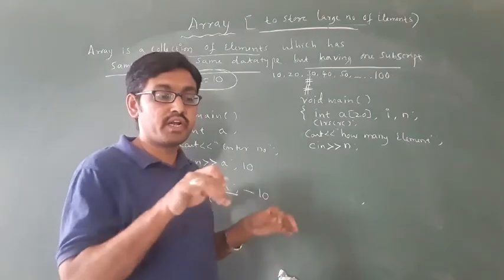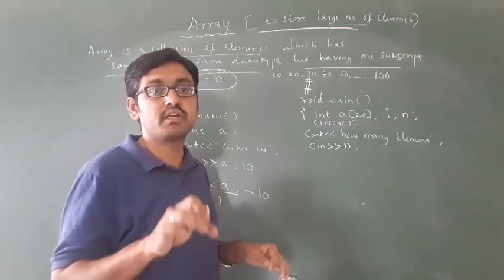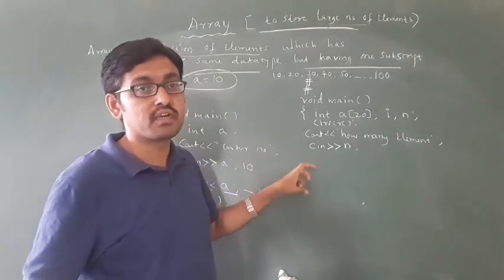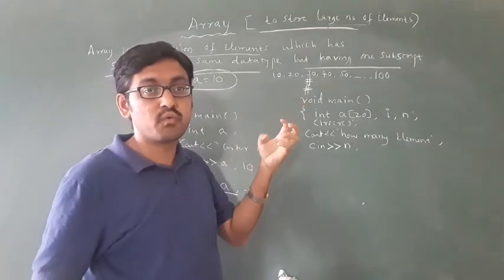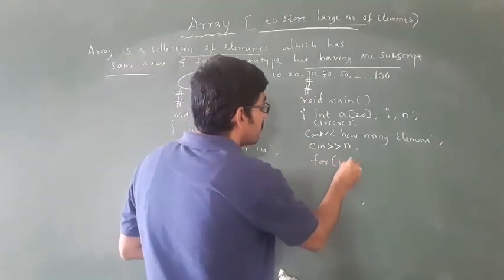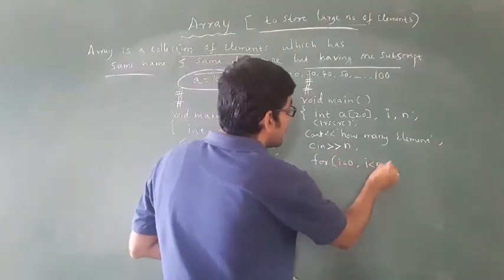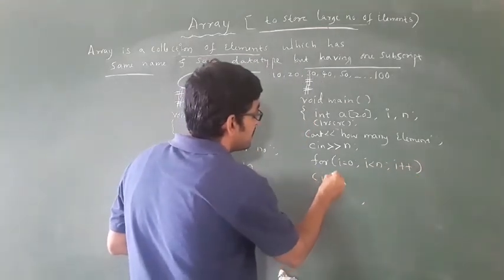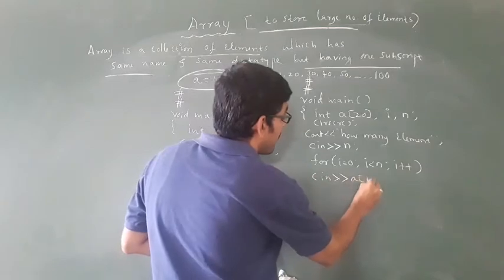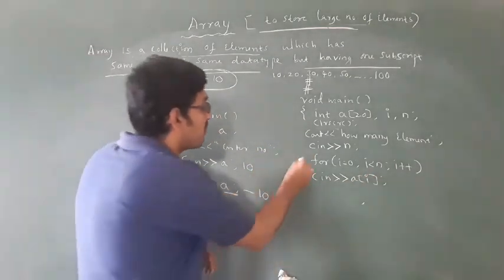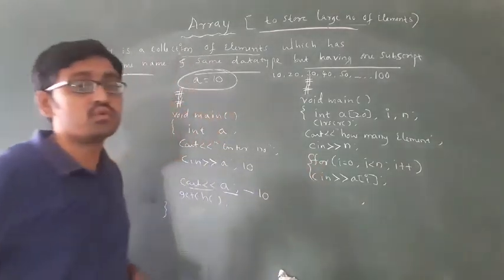Now I want to enter the elements. 10 elements na enter ಮಾಡಬೇಕಾಗುತ್ತೆ ಕಂಪ್ಯೂಟರ್ಗೆ. To enter the elements, what code you have to write? Already you know how to access a 1D array. For loop with for i equal to 0, i less than n, i plus plus, then cin a of i. This is for storing values. These 2 points are used for storing the values.